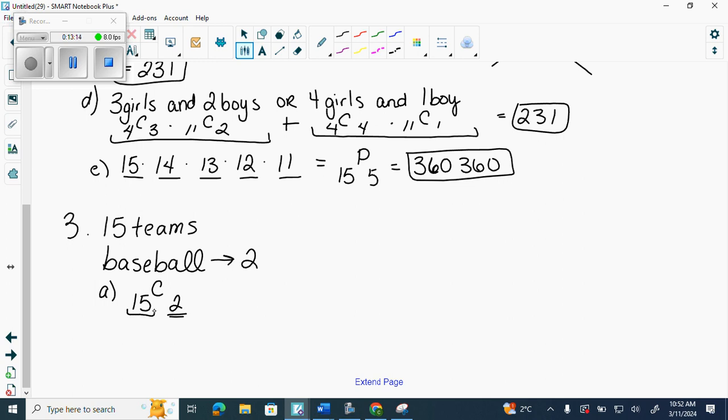So this is total number of teams. Always. This is how many play at a time.